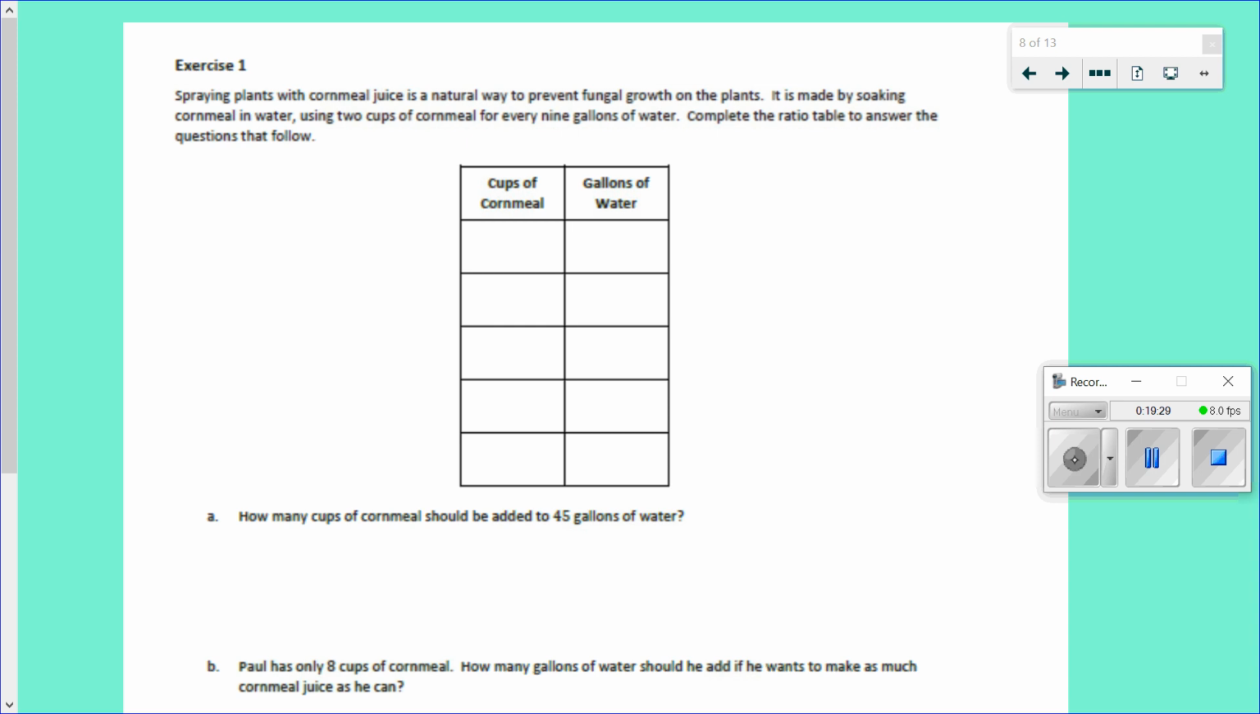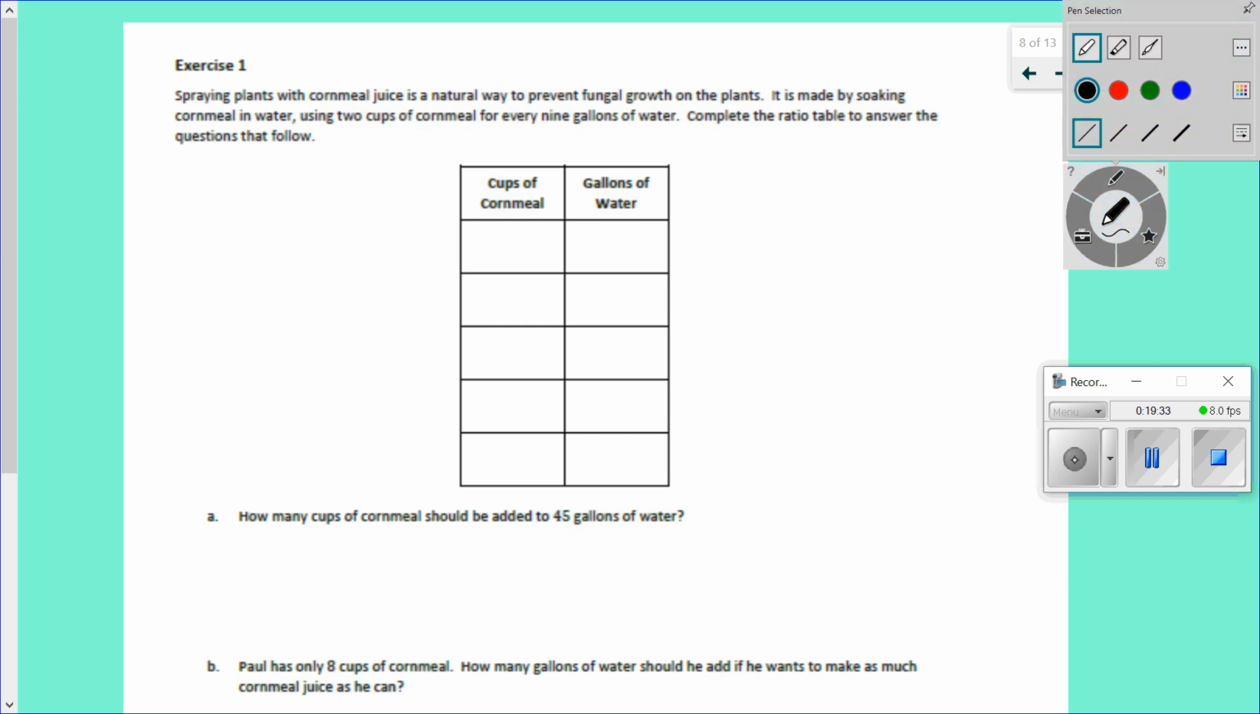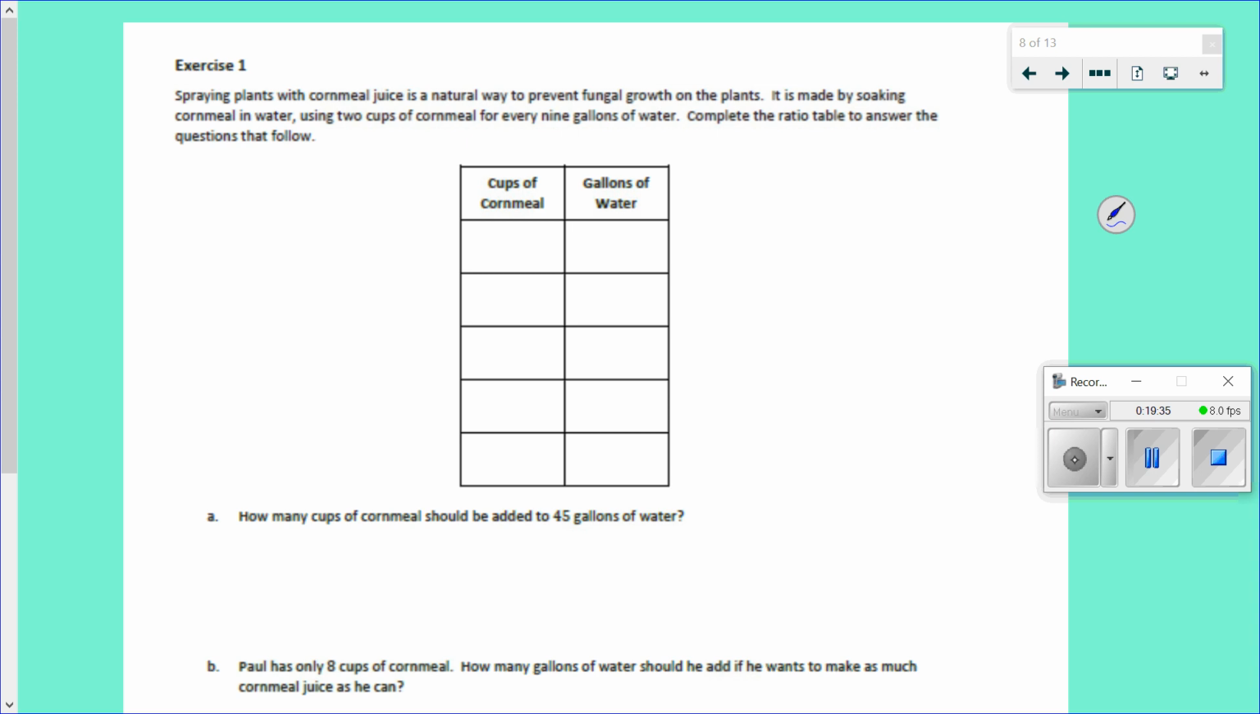All right, let's look at this one. Spraying plants with cornmeal juice is a natural way to prevent fungal growth on the plants. It is made by soaking cornmeal in water, using 2 cups of cornmeal for every 9 gallons of water. Complete the ratio table to answer the questions that follow. So what are we starting with in our table?